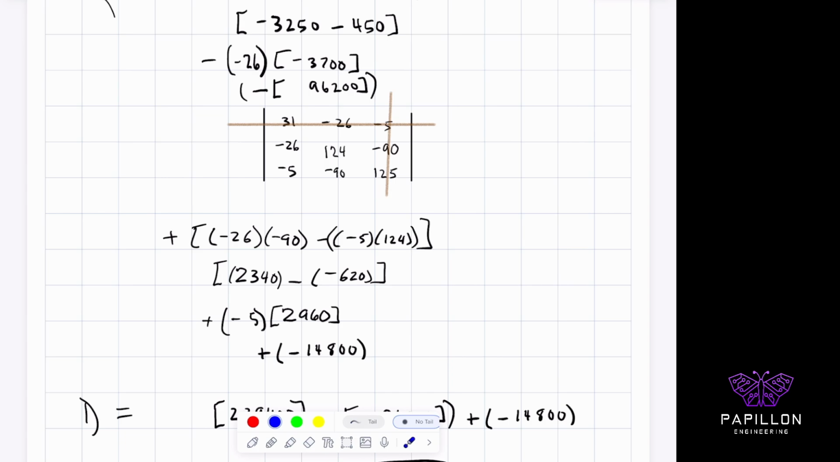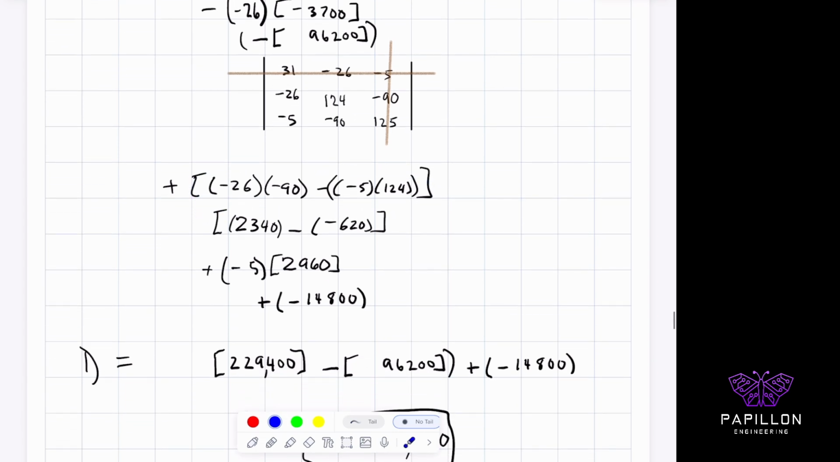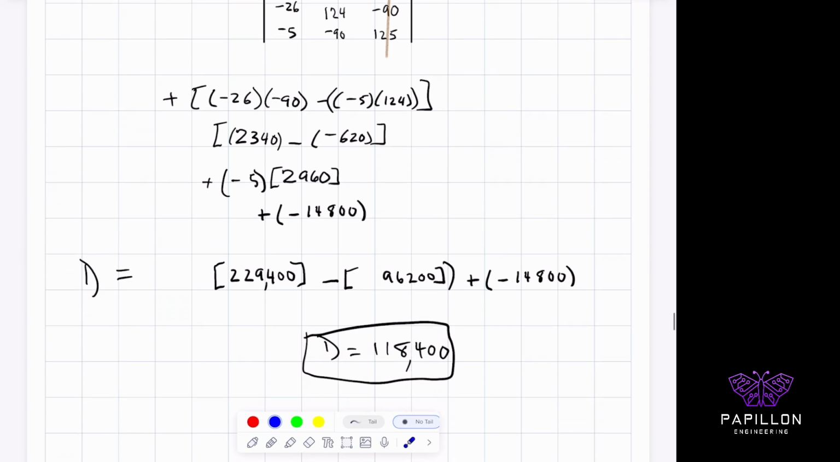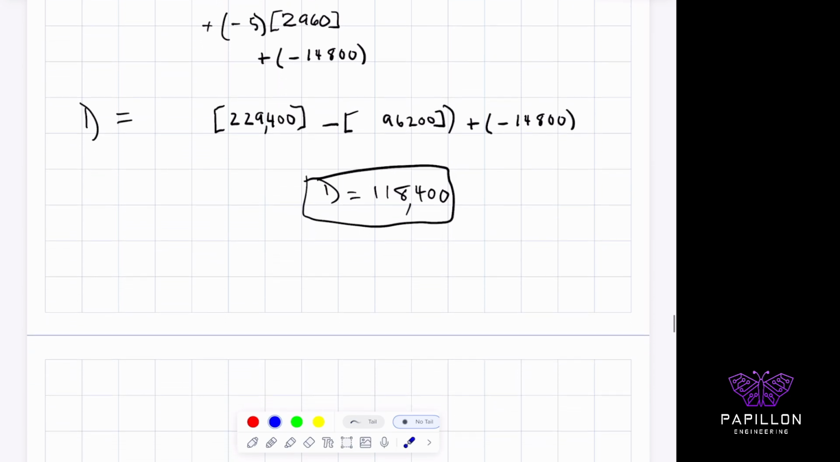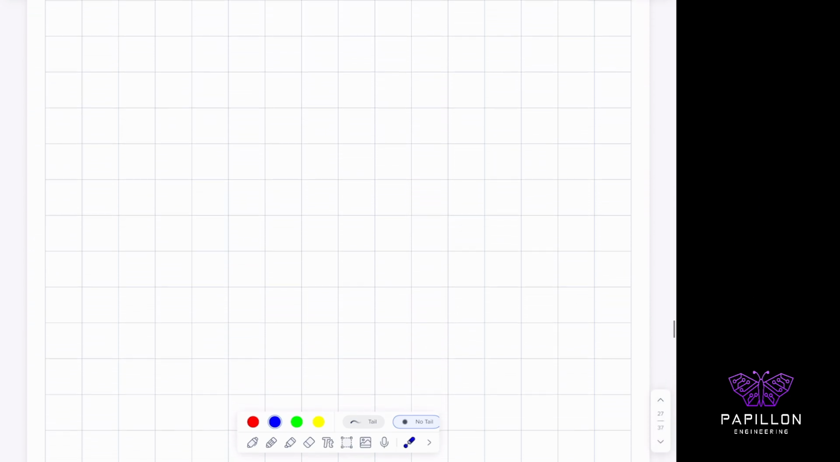Then I add that to my final matrix to get the minus 26, minus 5, and then 124, minus 90, and I did the same Cramer's rule operation again, and I have a value of negative 14,800, and that determinant gives me a fairly large number of 118,400.